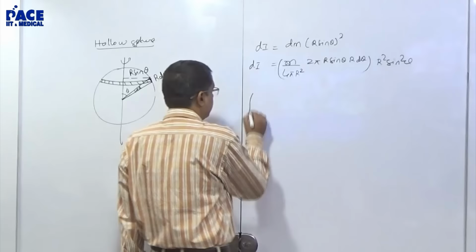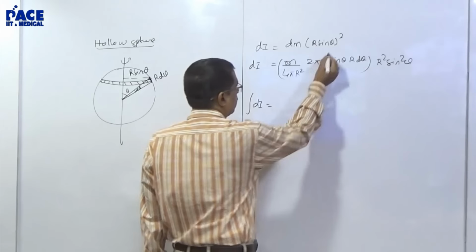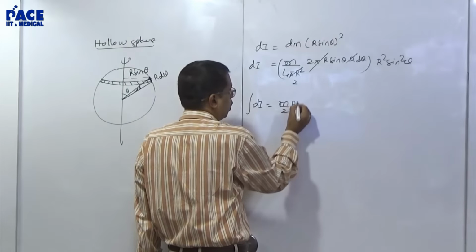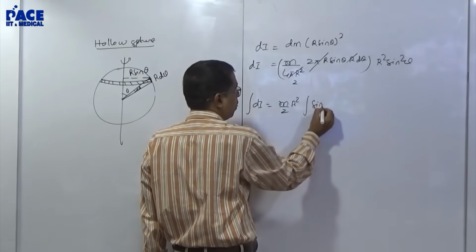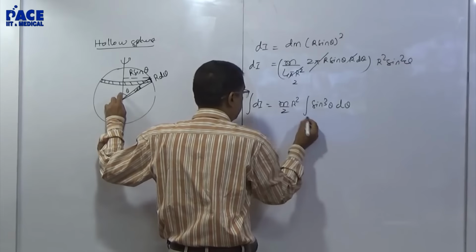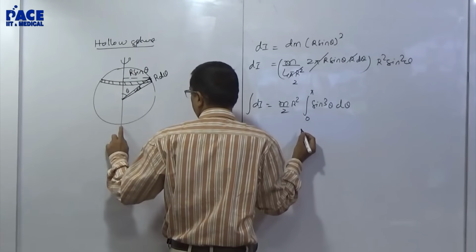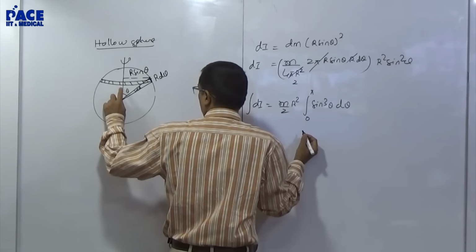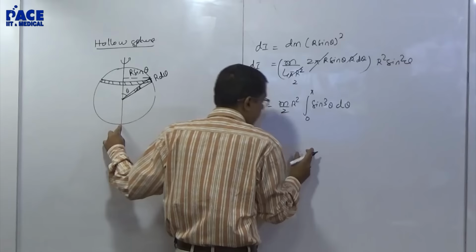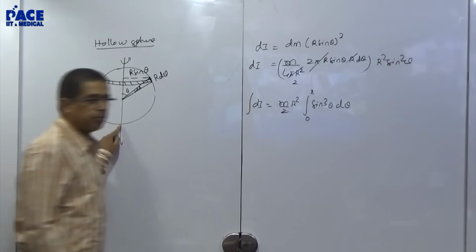Right? Integral dI is m by 2 r square sin cube theta d theta. The least value of theta is 0, the maximum value of theta is pi by 2. When I consider the ring at the topmost point, theta is 0. When I consider the ring at the lowermost point, theta is pi.